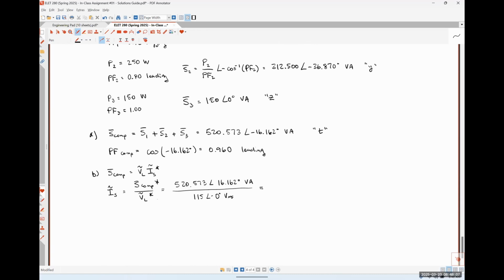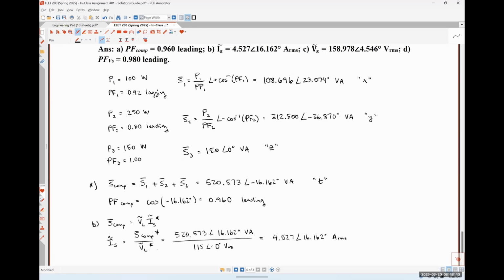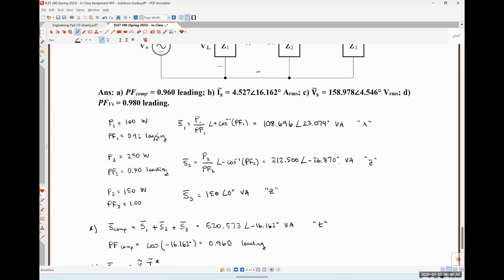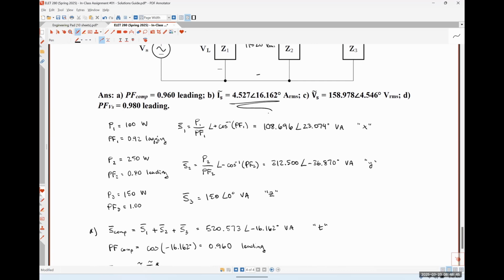So when I throw this into my calculator, I'm going to have the conjugate of what I have stored as T divided by 115. I get 4.527 with an angle of 16.162 degrees amps RMS. Exactly what I got there.